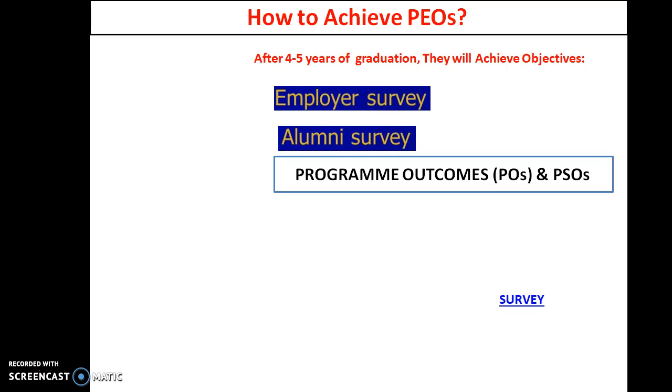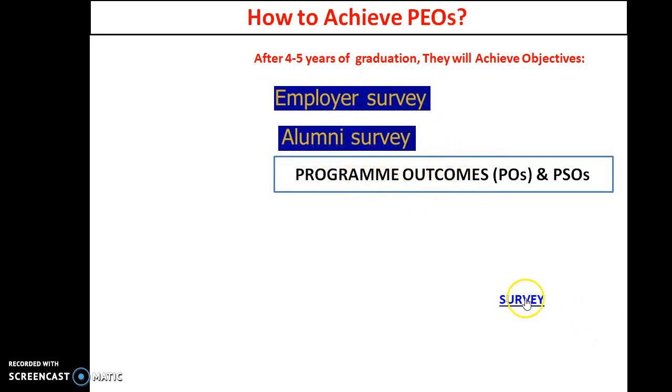Then we completed the course level and program outcome level, and finally the program educational objectives level. After 4 to 5 years, we go to the industry and take an opinion. The employer survey is one tool. The alumni survey is another tool, and attainment of POs is the third. So there are 3 tools: surveys and attainment of POs and PSOs. But with the weightage, we have to give more weightage to the surveys because they are directly affected, and less weightage to the POs and PSOs.